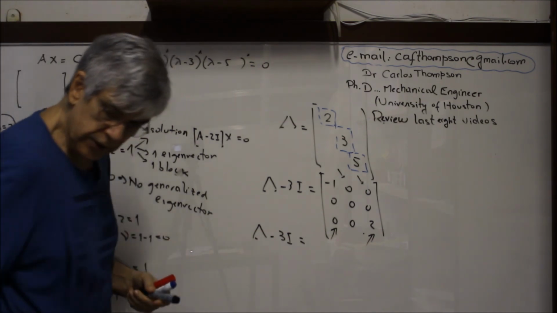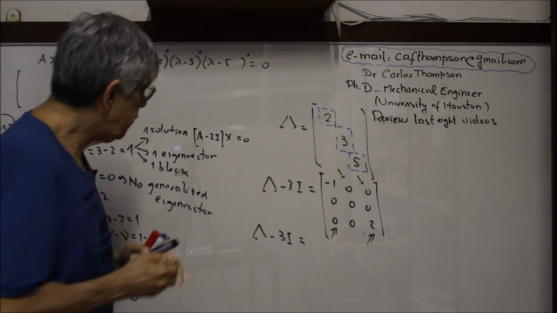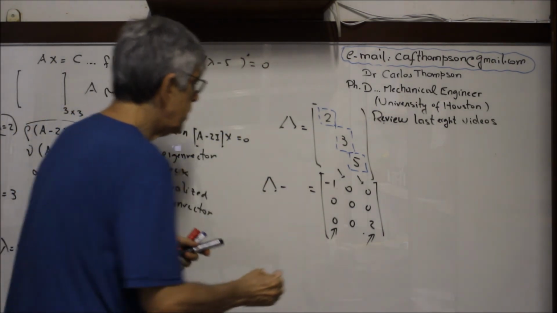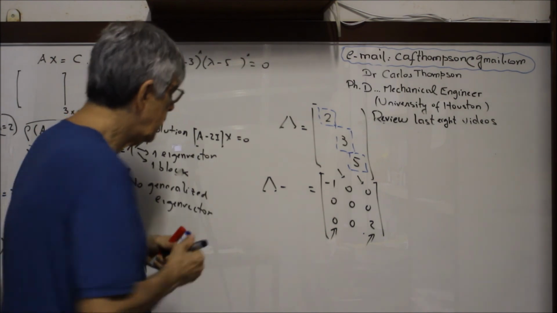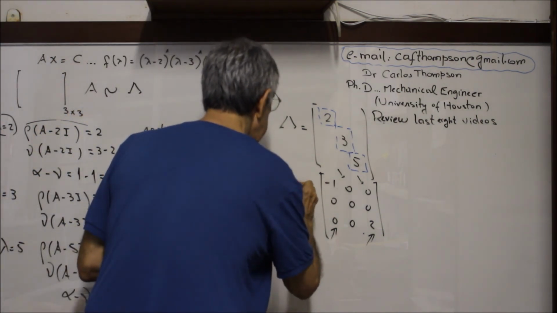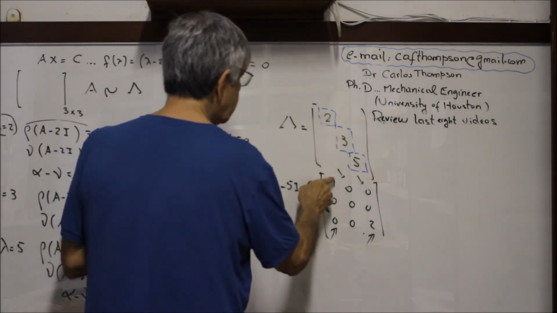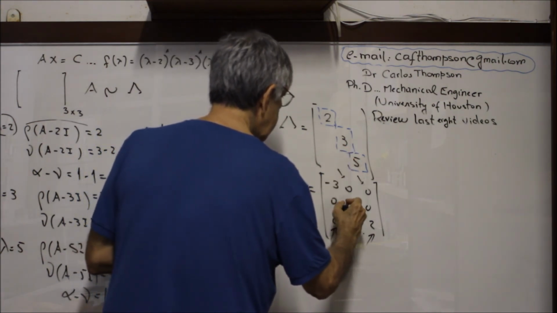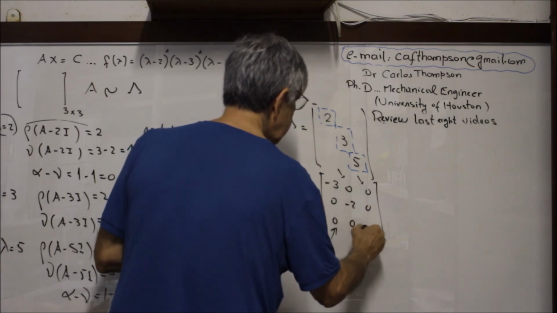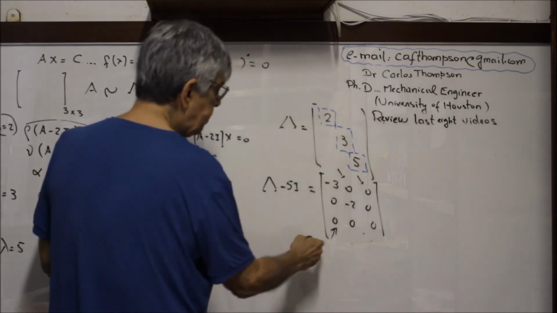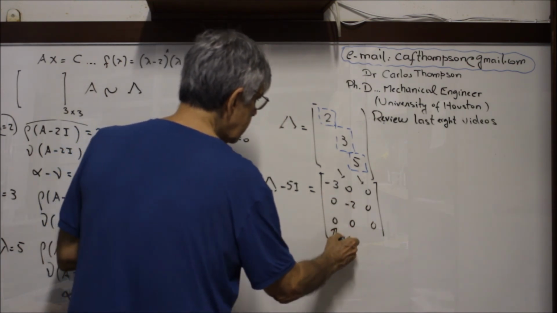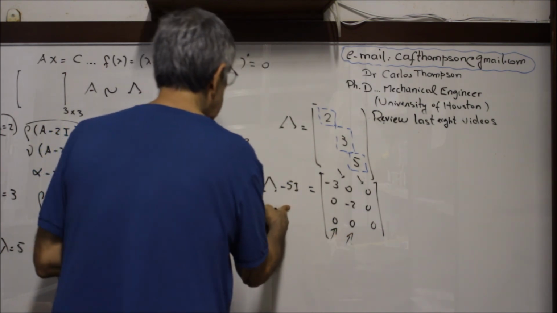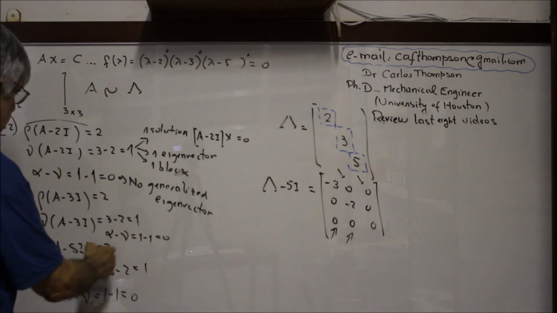Now, what is the rank, in this case, for lambda minus 5I? Lambda minus 5I. So this is 2 minus 5 is minus 3. 3 minus 5 minus 2, and this will be 0. How many pivots do I have here? This and this. So the rank of lambda minus 5I is also 2.